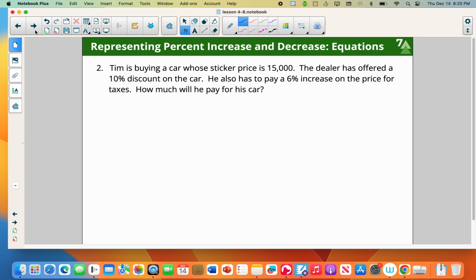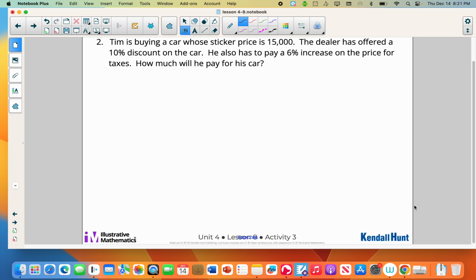Right, so Tim is buying a new car whose sticker price is $15,000. The car dealer has offered a 10% discount on the car. He also has to pay a 6% increase on the price for the taxes. So how much will he pay for his car?